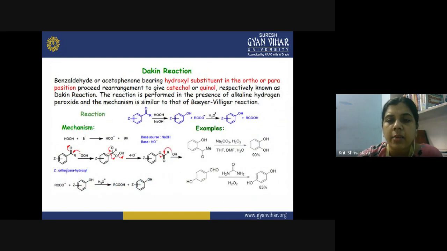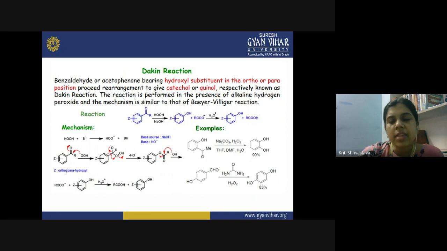Now another type of rearrangement is the Dakin reaction, and here the benzaldehyde or acetophenone bearing a hydroxyl substituent in the ortho or para position undergoes the rearrangement to give the catechol or quinol. So this reaction is known as the Dakin reaction. The hydroxy substituent, when it is in the ortho position, gives catechol. When it is in the para position, it gives quinol. And the overall reaction is the Dakin reaction.